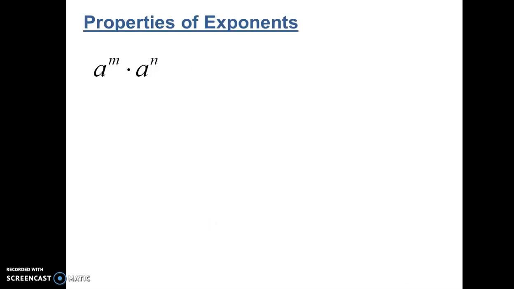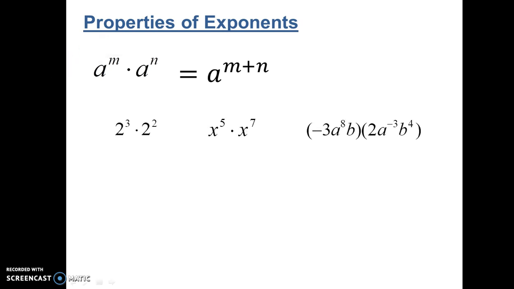First basic rule: when you have a base with the power m times another base, same base, different power, you add the powers or exponents. So add that to your rule, and here are 3 examples that are on there. So 2 to the third times 2 to the second will be 2 to the fifth because you add those exponents. X to the fifth times x to the seventh will be x to the 12th because you add those exponents. And this one here, a little bit more going on.